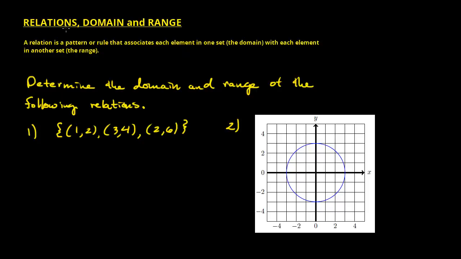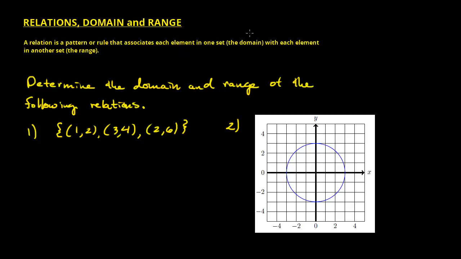Hi everyone, in this lesson we look at relations, domain, and range. So first off, let's define what a relation is. A relation is just a pattern or rule that associates each element in one set, which is the domain, with each element in another set, which is the range.